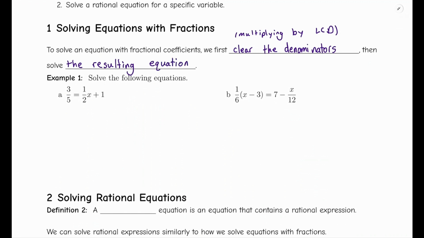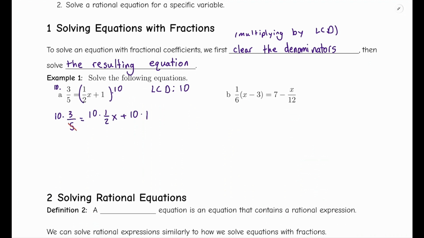So example 1, solve the following equation. I want to clear the denominators, so I need to find the LCD. The LCD between 5 and 2 is 10. So now I'm going to multiply by 10 on both sides. Don't forget, because we're multiplying, you do have to use your distributive property. So then we get 10 times 3/5 equals 10 times 1/2 x plus 10 times 1.